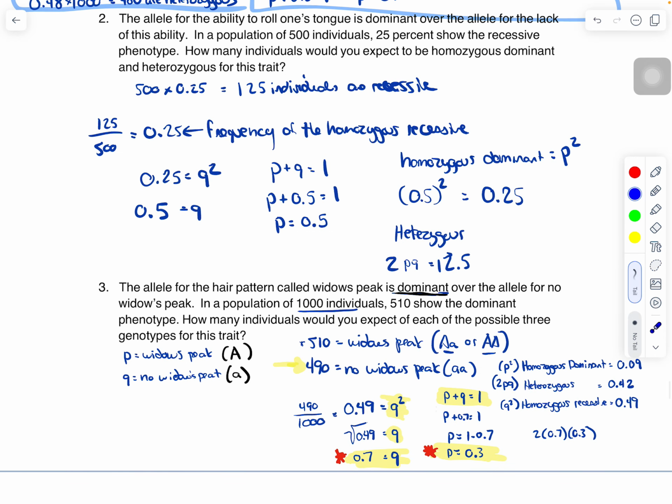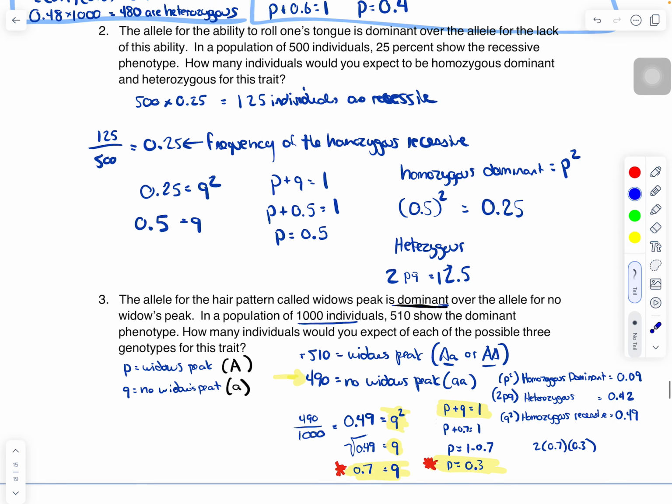So I know homozygous dominant is p squared, right? So 0.3 times 0.3 is 0.09. Heterozygous is 2 times p times q. So 2 times 0.7 times 0.3, and that equals 0.42 in the population. Okay? And then finally, q squared, which we already figured out because that was given to us, is 0.49.